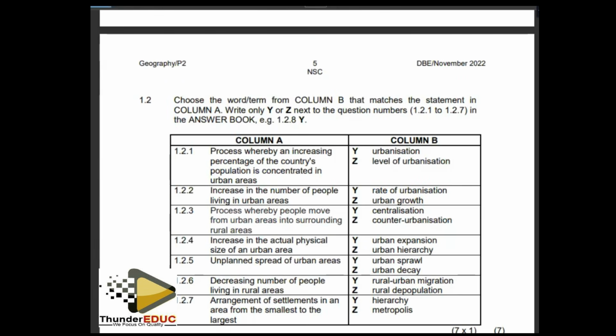1.2. We are given different options. You just need to match which one is right, which one goes with what. But we only need to write Z or Y. Please understand, learners, you write Z or Y. You don't write Z and Y. You only choose one. Okay?